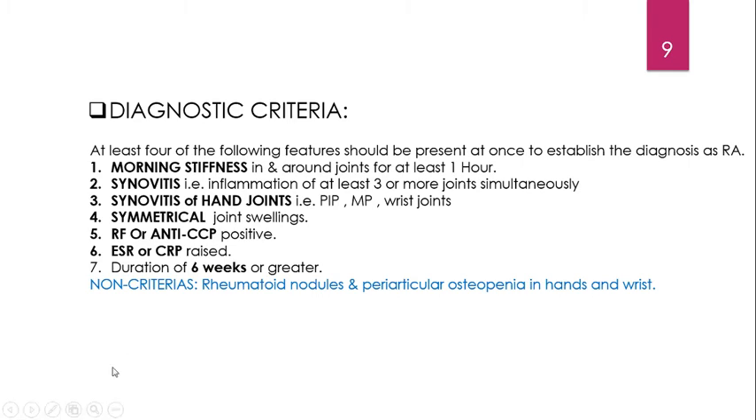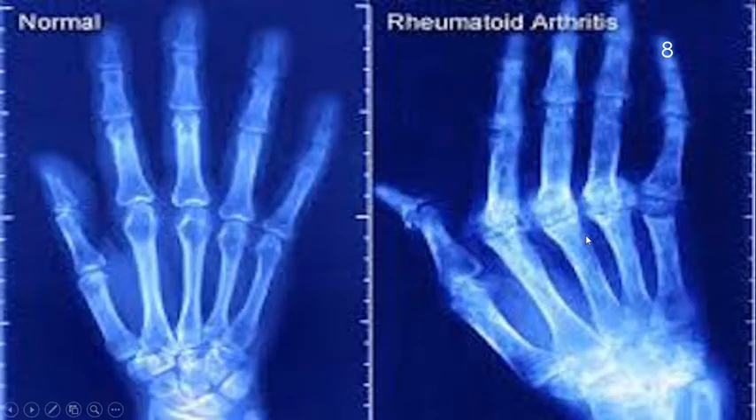Non-criteria. These were included previously, but now as these are not present in all the patients, they have been excluded, like rheumatoid nodules and periarticular osteopenia in hands and wrists. What happens in periarticular osteopenia is that due to lack of movement from painful and swollen joints, the nearby joints are also affected. That is, they undergo osteopenia or osteoporosis due to lack of movement or lack of activity because of pain proximally.